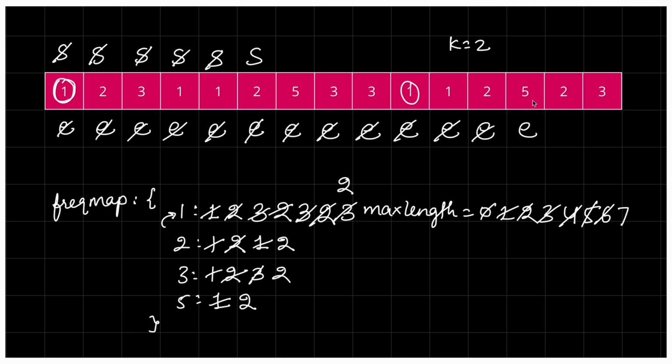So when you try to calculate the current window length, which is end minus start plus 1, this will become 8. And this 8 is greater than 7. So you will update it, right? Great. Now you will move forward.